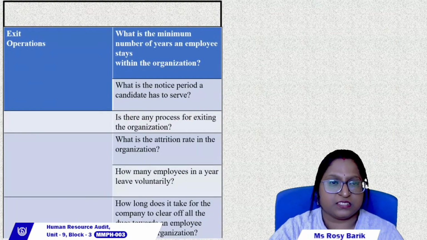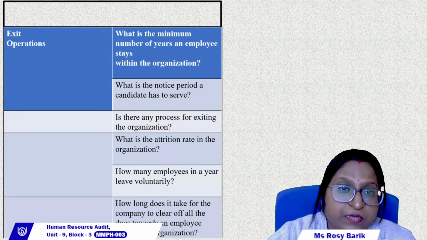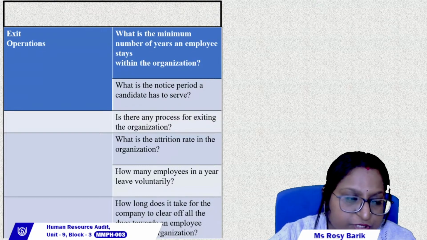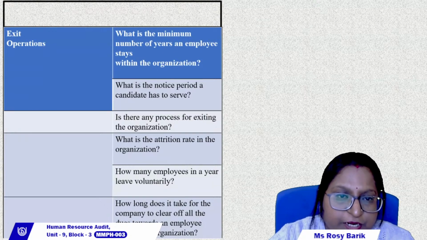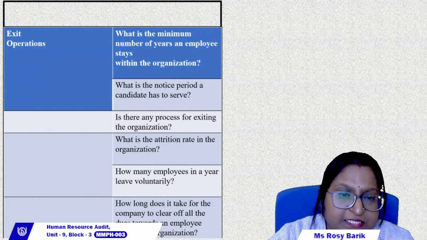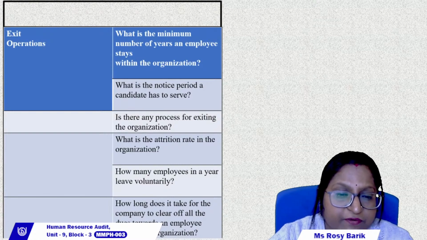Next, we'll be discussing exit operation. What is the minimum number of years an employee stays within the organization? What is the notice period the candidate has to serve? Is there any process for exiting the organization? What is the attrition rate in the organization? How many employees in a year leave voluntarily? And how long does it take for the company to clear all the dues towards an employee leaving the organization?